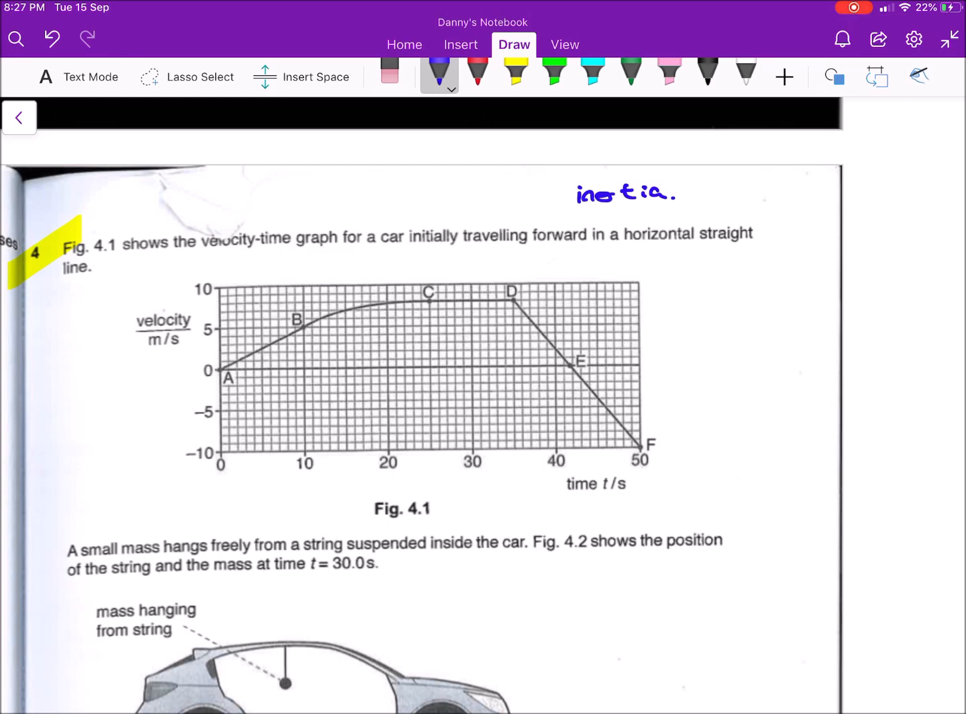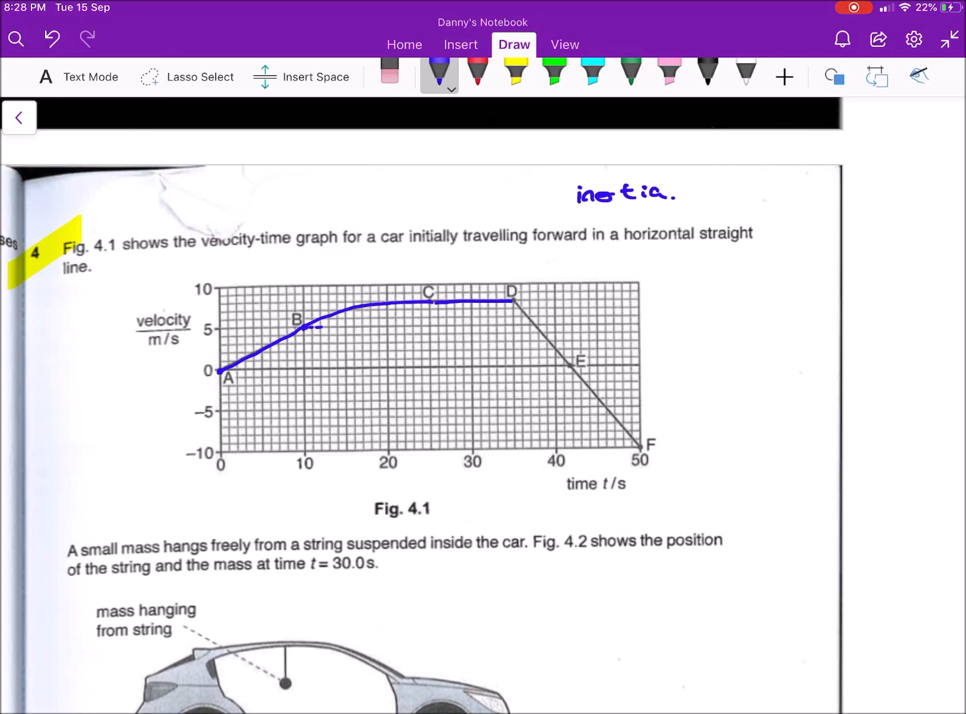So let's see. You have this velocity time graph of a car. It starts from zero. It will speed up. It is a straight line, so constant acceleration. Then after that, it is still speeding up, but it is speeding up with a smaller increment. So you can see here, one increment is this, then the increment becomes smaller. So decreasing acceleration.